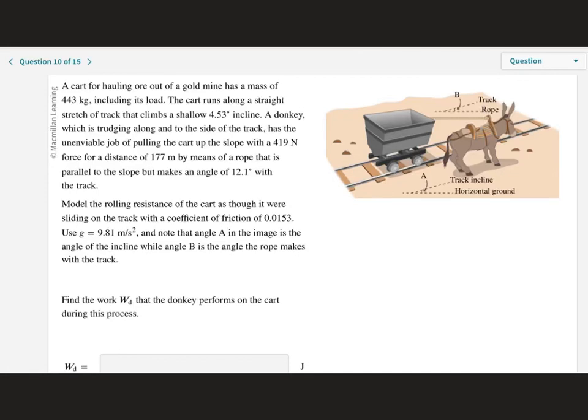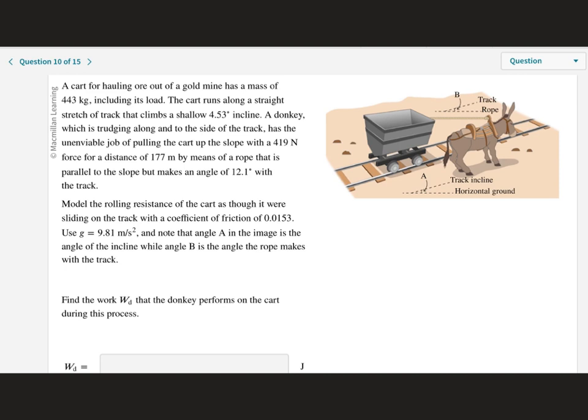Physics 101, work and energy homework number 2, problem number 10 is the donkey problem. Lots of people have trouble with this one because it's a little more complicated. We have to deal with a third dimension. We don't just have x and y, we also have an incline, so it's going up as well.